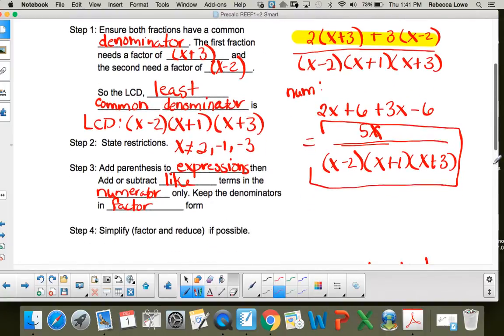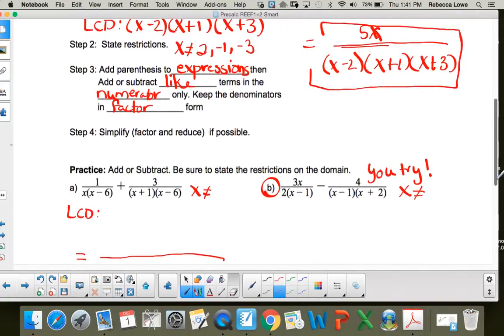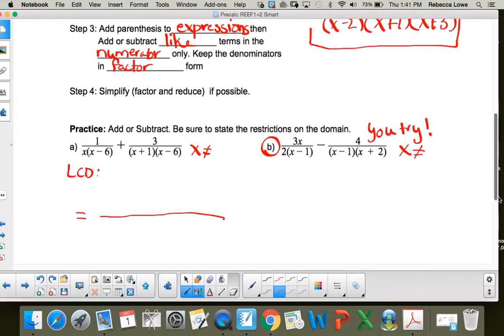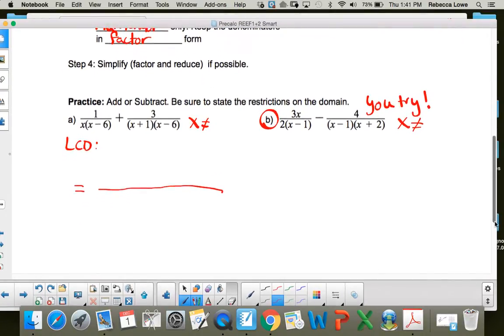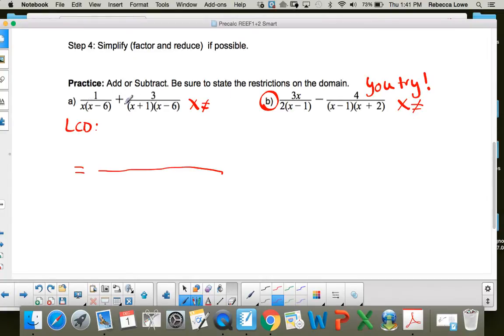So I'm going to show you one more, A, and then you guys are going to try B on your own, and I'll have that in the 4th and final video. So A, what I like to do first is determine the least common denominator. So this fraction is already in factored form. It's missing an x plus 1. So x plus 1, x minus 6 is the missing common denominator.